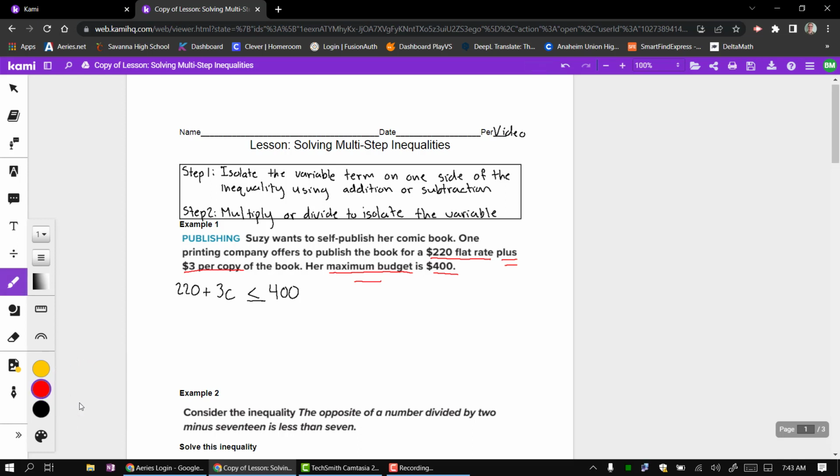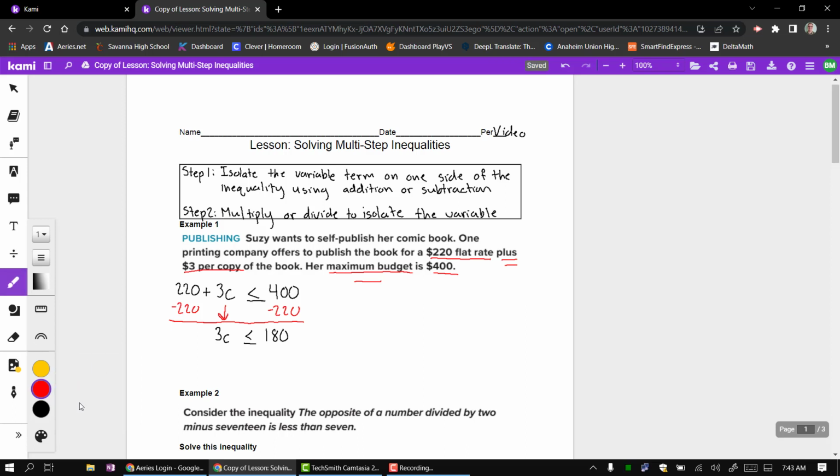To solve it, I'm going to isolate the variable term by adding or subtracting away the unit term. So I'm going to subtract 220 from both sides. I'm not doing anything with that variable term, so I'm just going to go ahead and bring that down. So that gives me 3c is less than or equal to 400 minus 220, which is 180.